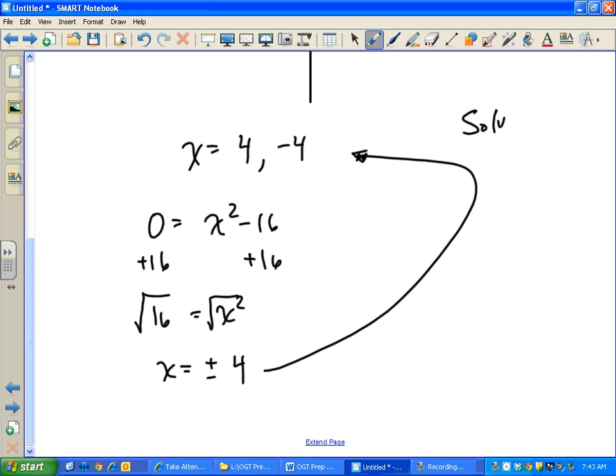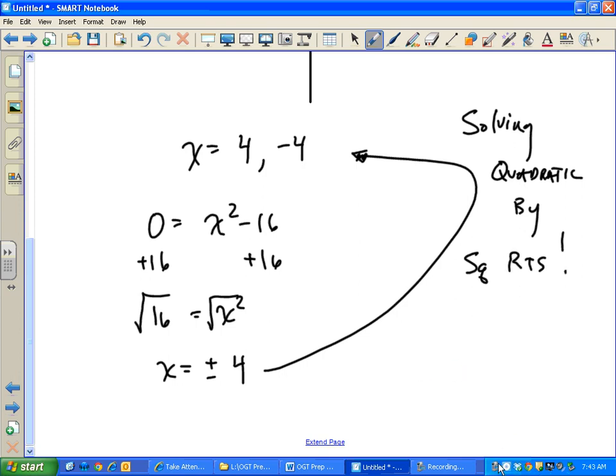This is known as solving quadratics. Why is it a quadratic? Okay, that's fair. It has that x squared. Solving quadratics by taking square roots.